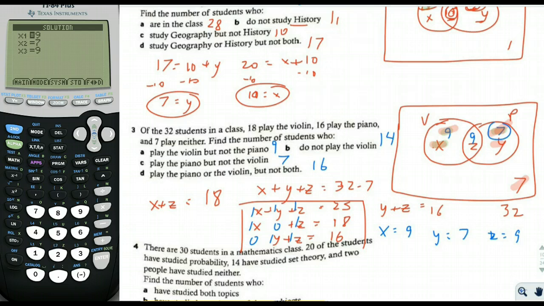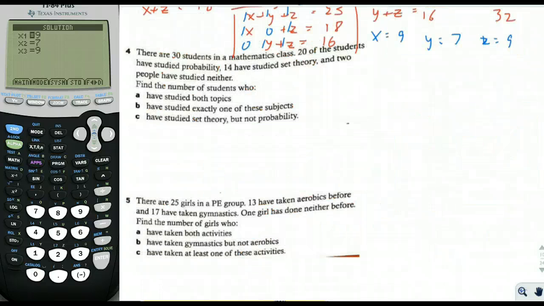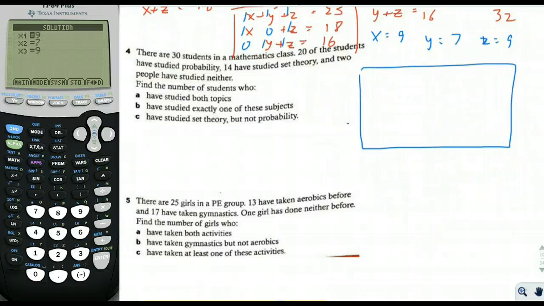How many people play the piano or the violin but not both? So that would be 7 plus 9 is 16. Number 4. There are 30 students in a math class. 20 of the students have studied probability, 14 have studied set theory, and 2 have studied neither.